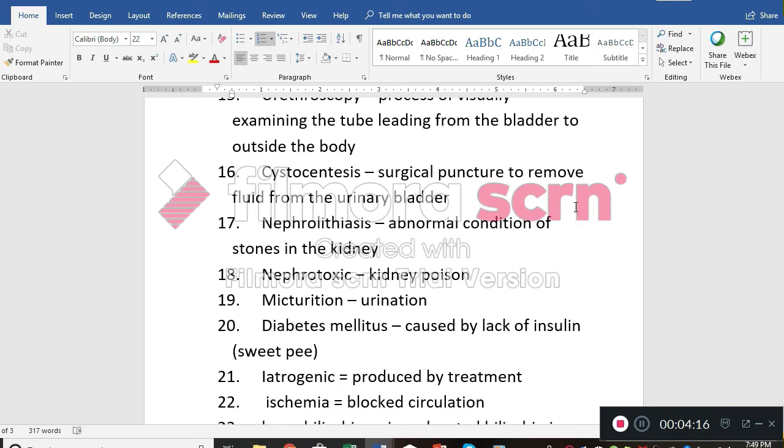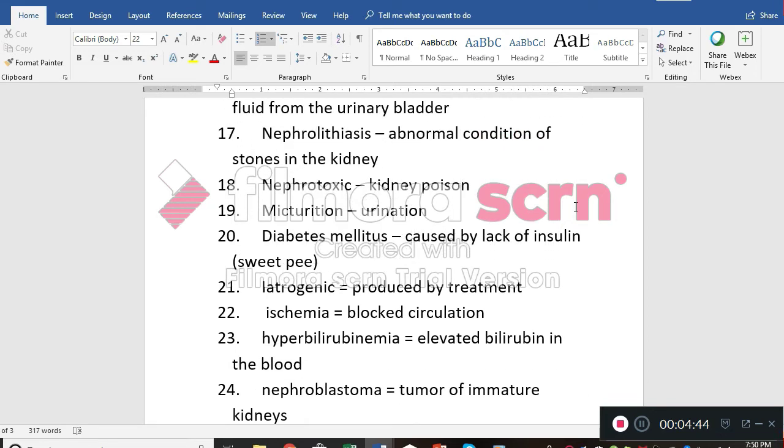Number 16 is cystocentesis. This is a surgical puncture to remove fluid from the urinary bladder. So again, the combining form cysto is urinary bladder. Number 17 is nephrolithiasis, which is an abnormal condition of stones in the kidney or kidney stones. Nephrotoxic is poison. So on the quiz, they're going to give you the word nephrotoxic, and they're going to ask you what the suffix means.